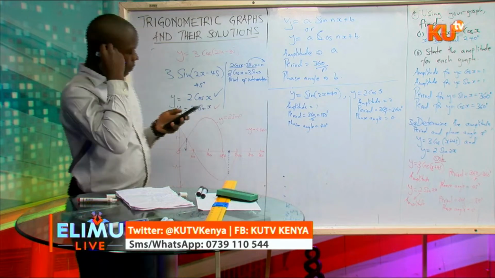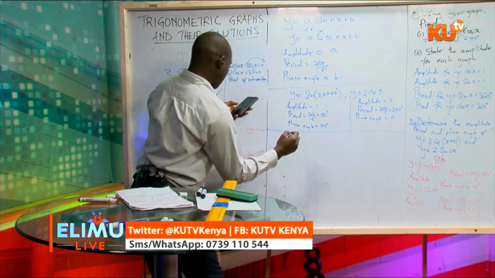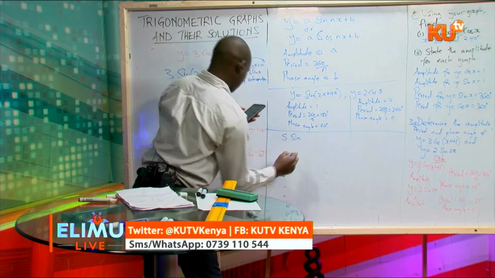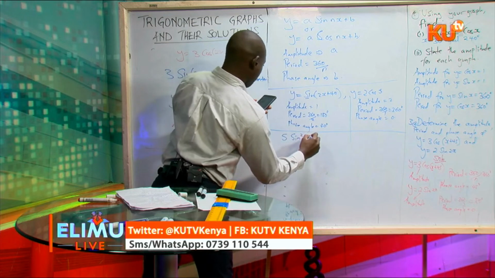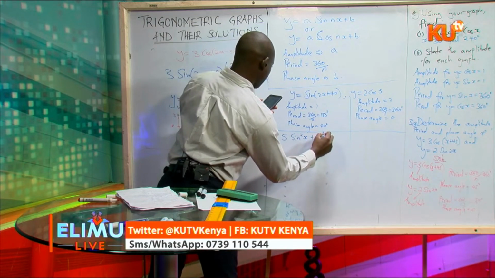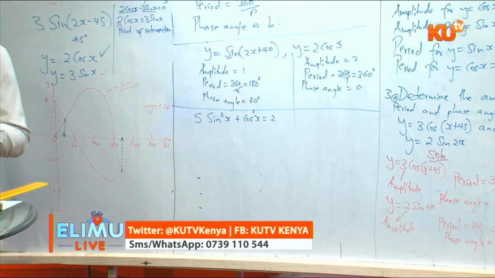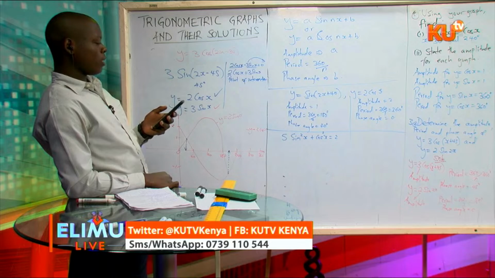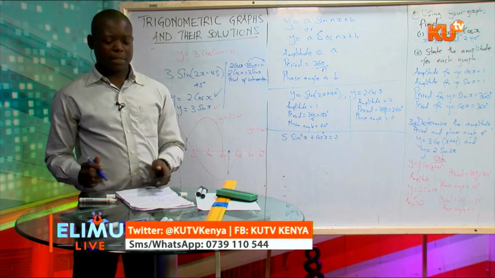So you are given... Emmanuel has a different aspect. We have 5 sine, I believe this should have been sine squared x plus cos squared x is equal to 2. His question is not about the graphs, but we are solving 5 sine squared x plus cos squared x equals 2. And so we have to use what we call trigonometric identities.